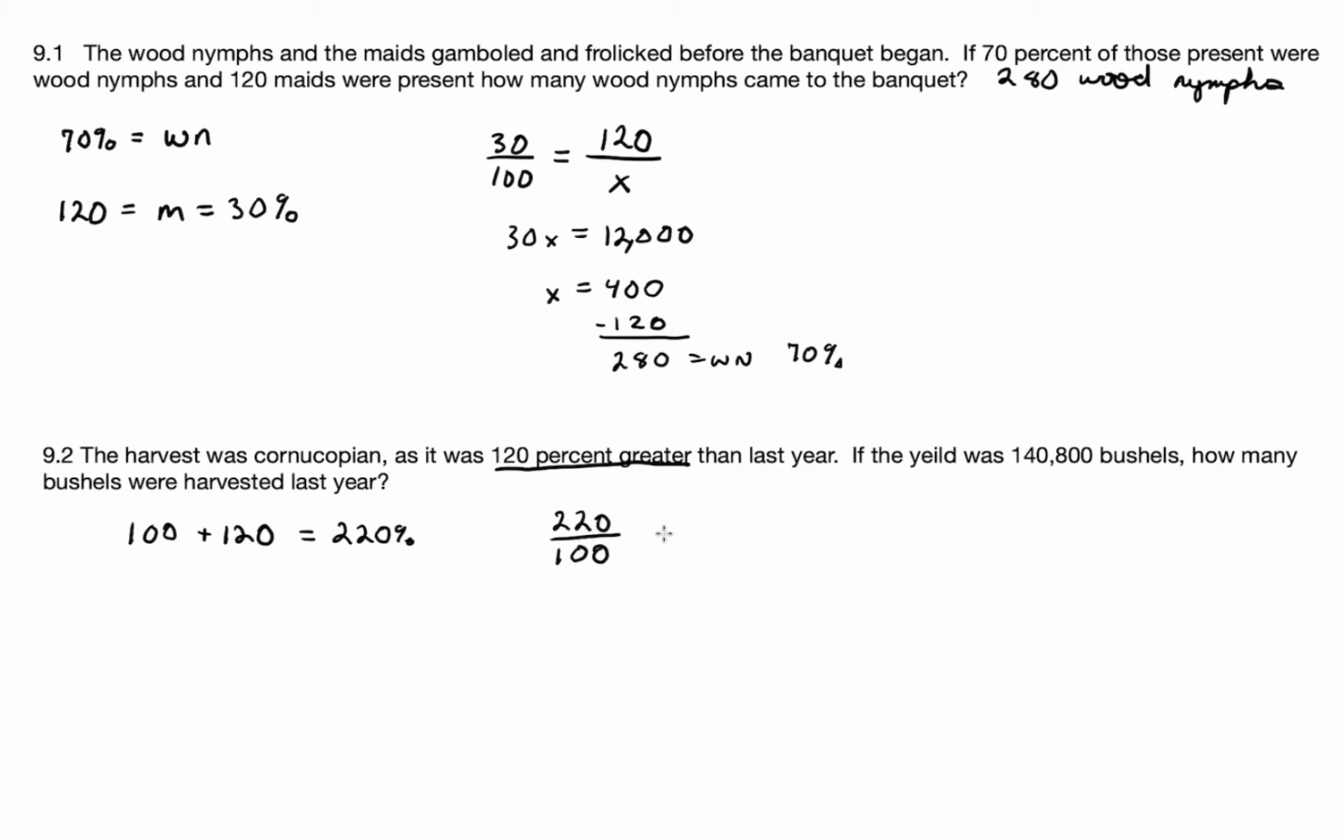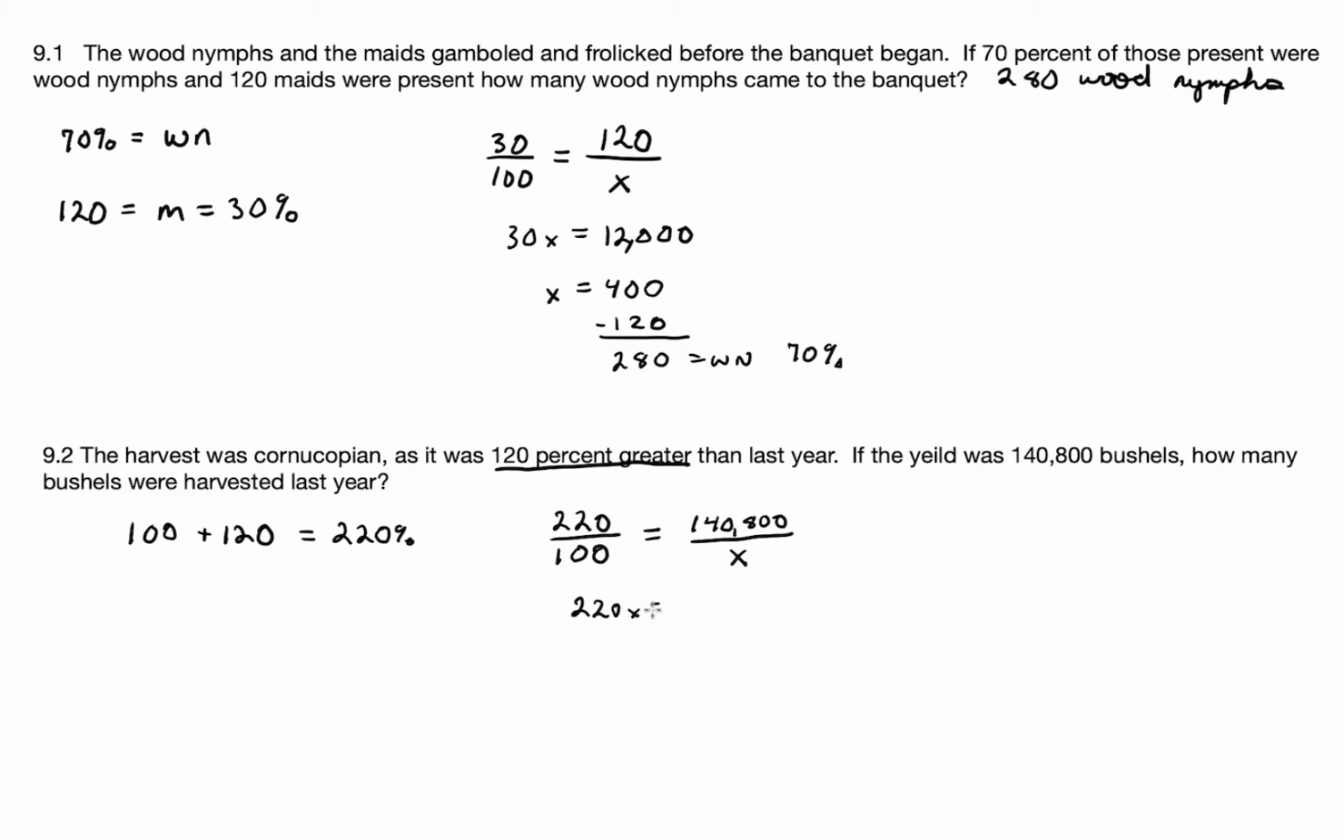Okay? If the yield for this year, and that's obvious it's this year because it asks us how many came from last year. So it's telling us this year. So if this year was 140,800, how many was last year? How many was the original 100% from last year? So let's see. We're just going to cross multiply.